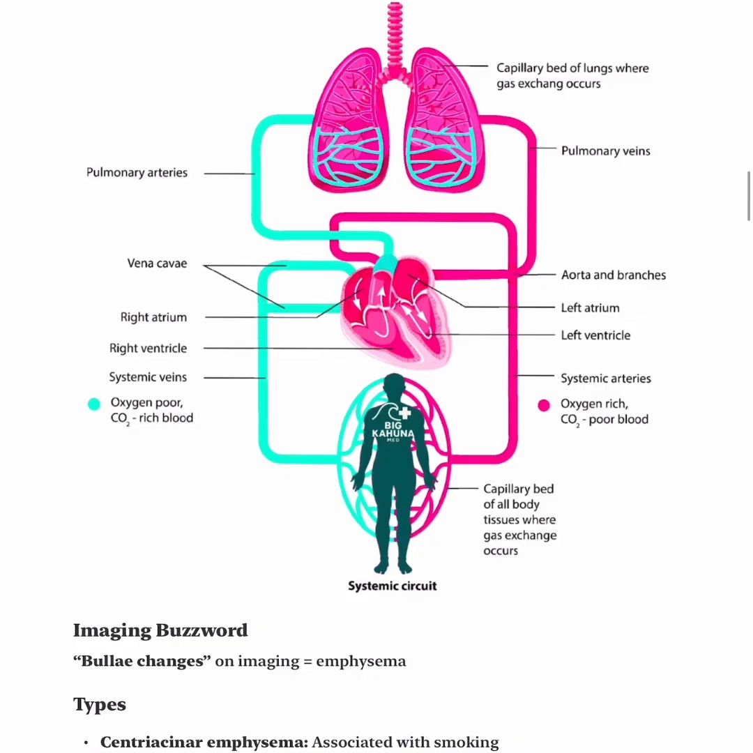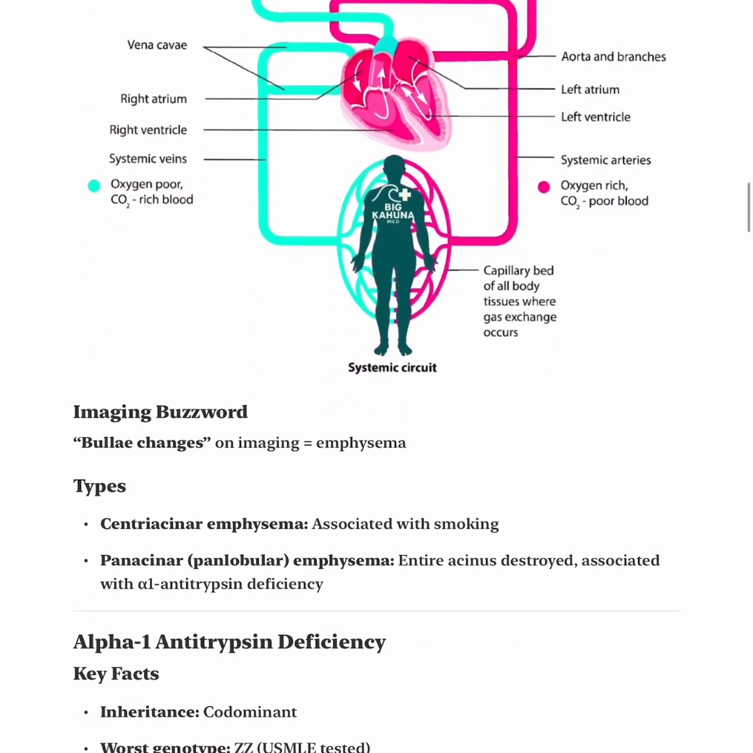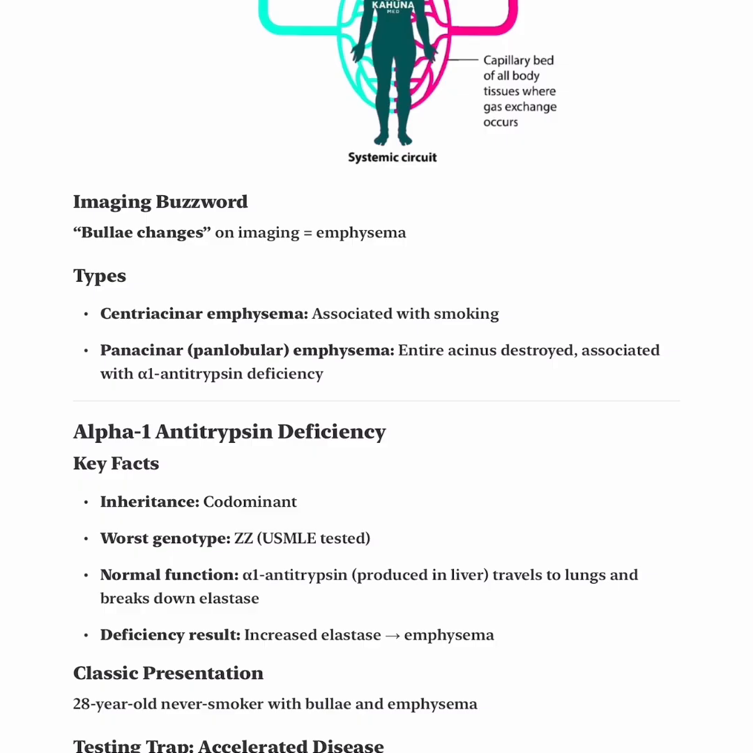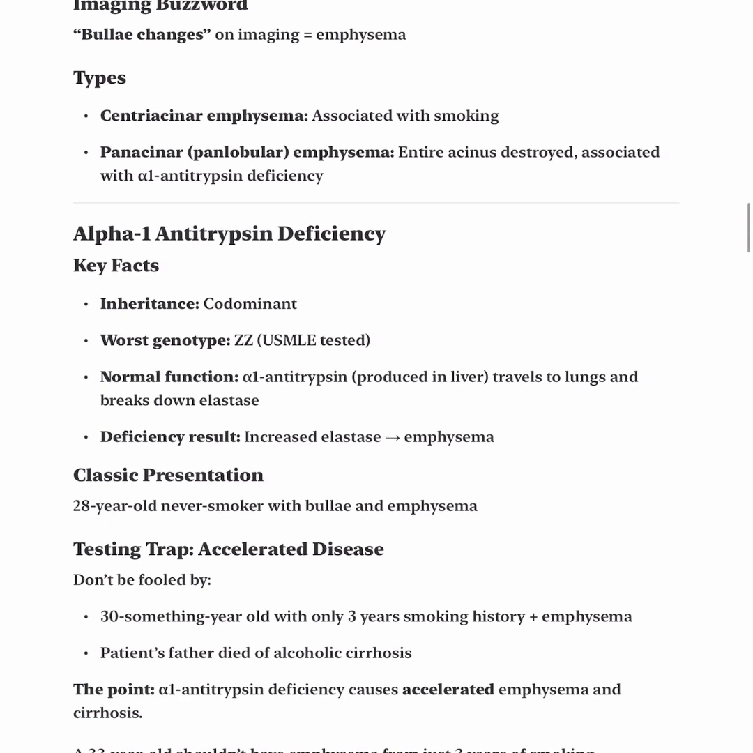And as far as imaging buzzwords that you need to be aware of, if they say bulla changes on imaging, this is their way of just telegraphing to you, you have to be thinking about emphysema. Now, the two types of emphysema that you have to be aware of, centriacinar emphysema and panacinar emphysema. Centriacinar emphysema is associated with smoking. Panacinar emphysema, aka panlobular emphysema, here the entire acinus is destroyed and is associated with alpha-1 antitrypsin deficiency.